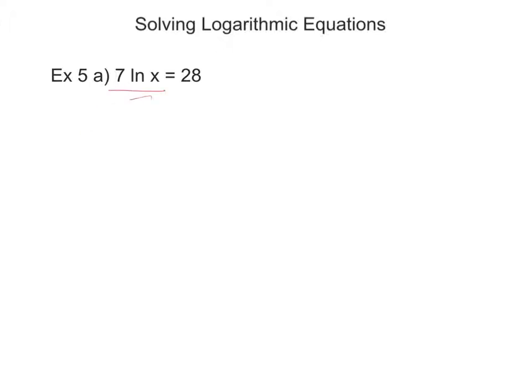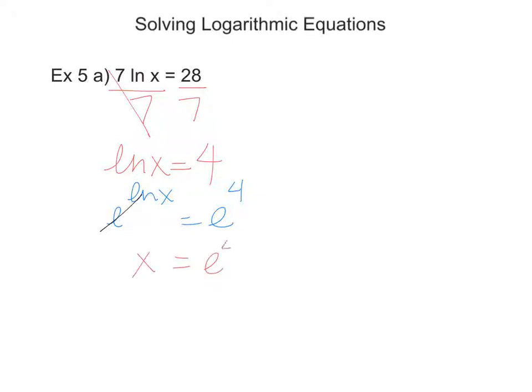So I'm going to divide both sides by 7, and I'm left with the natural log of x is equal to 4. Now, when you introduce the exponential, it's taking it to that exponent. So this is e to the natural log of x, because it's an exponential, is equal to e to the 4th power. That's what we're looking at. Now you have that e and that exponential, so then the natural log and the e cancel out, and now I'm just left with x on the left is equal to e to the 4th.